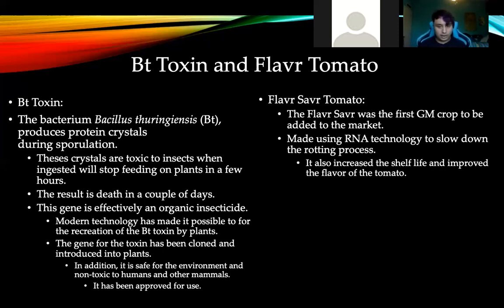Now, a good example of genetically modified organisms in terms of transgenic plants is the Flavr Savr tomato. The Flavr Savr tomato was the first genetically modified crop to be added to the market. It was made using RNA technology so that it slowed down the rotting process. As a result of this genetic manipulation, it also had increased shelf life and improved flavor.